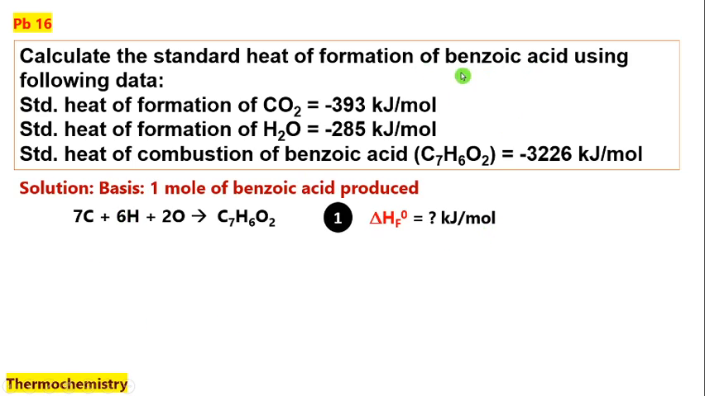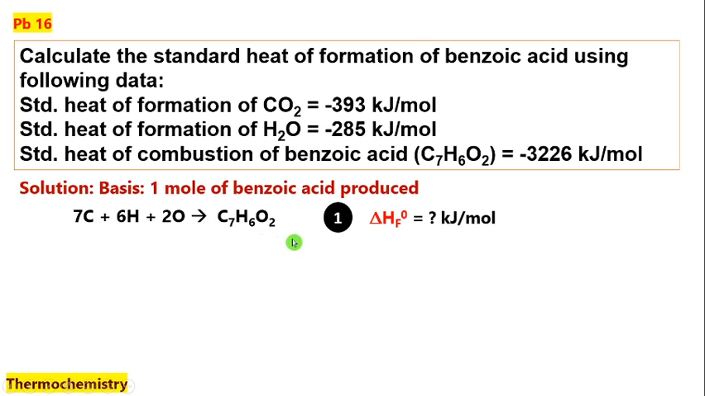Since I require benzoic acid formation, the benzoic acid is the product and that is my basis. 1 mole of benzoic acid is produced, right? In combustion it would be on the reactant side, but here it is a formation, so it is on the product side. It is produced from its elements: 7 carbon, 6 hydrogen, 2 oxygen makes up 1 benzoic acid. So the standard heat of formation is what I want to find out. That's the requirement. Let me call it equation number 1.